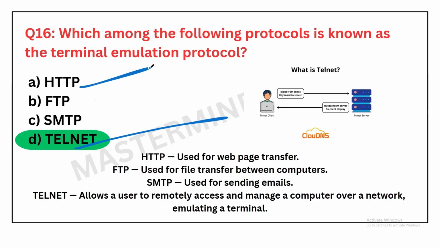HTTP, or Hypertext Transfer Protocol, is used to transfer web pages from servers to browsers. FTP, File Transfer Protocol, allows moving files between computers over a network. SMTP, or Simple Mail Transfer Protocol, is used for sending emails. Telnet enables remote access to another computer, letting a user manage it as if using its terminal directly.